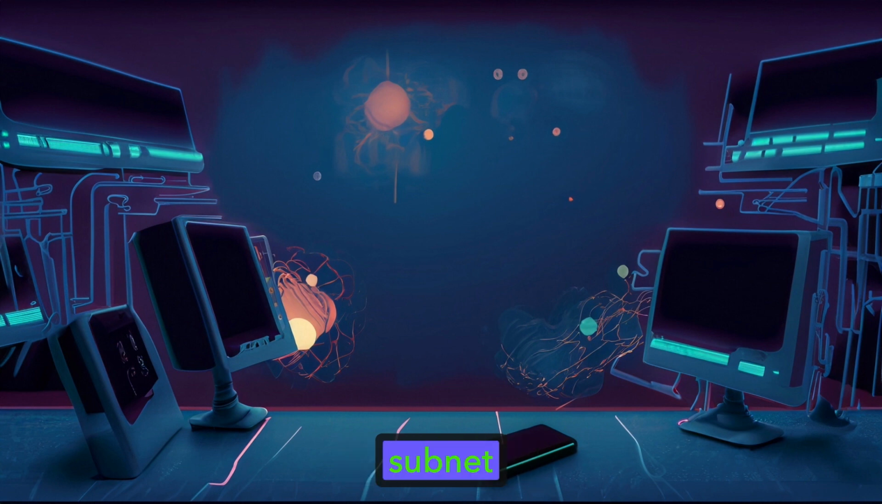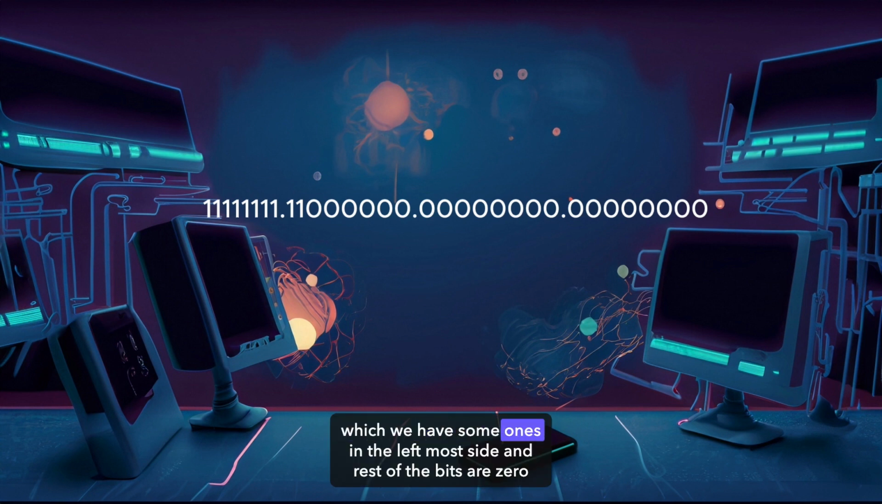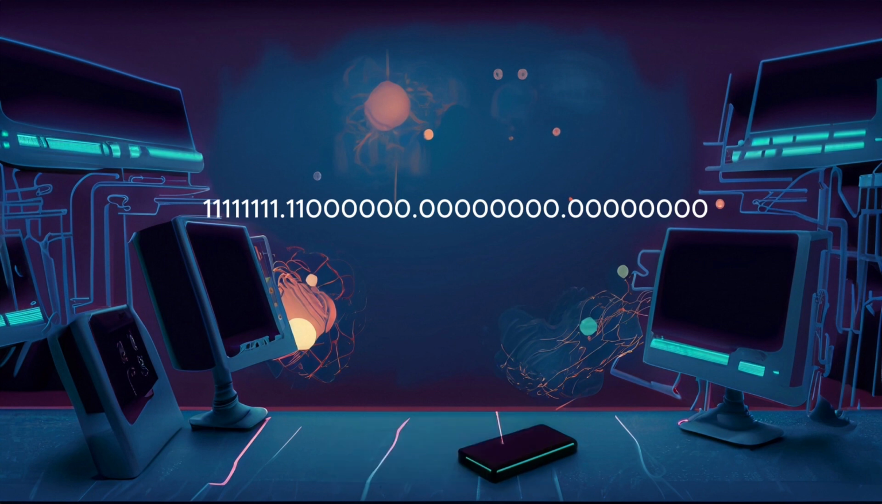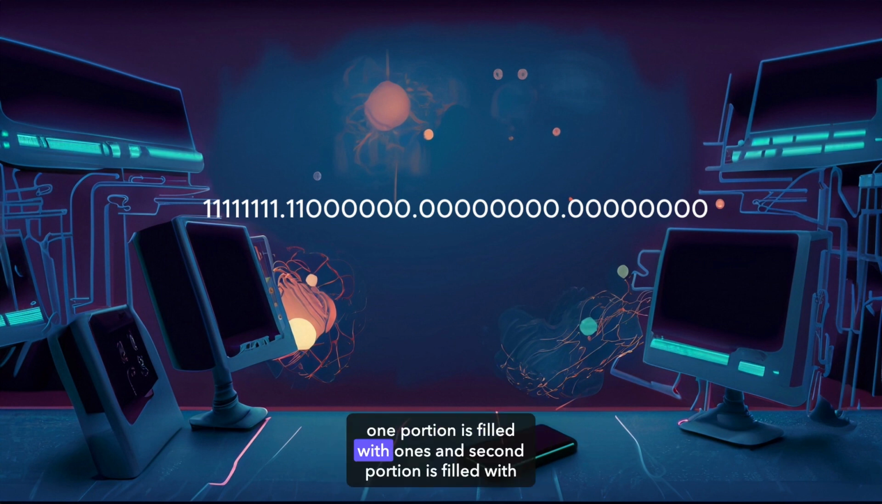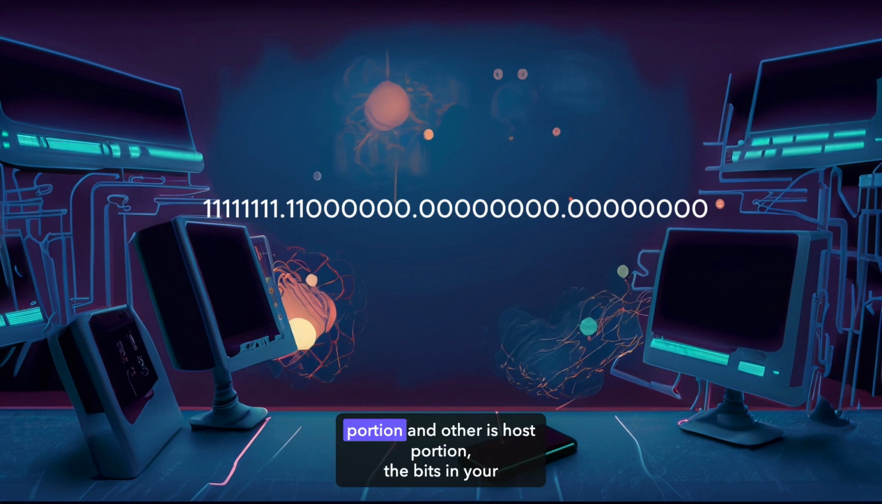So in your subnet mask, we have some ones in the leftmost side and the rest of the bits are 0. So we have two portions in your subnet mask. One portion is filled with ones and the second portion is filled with zeros. So this divides your IP address into two portions. One is the network portion and the other is the host portion.